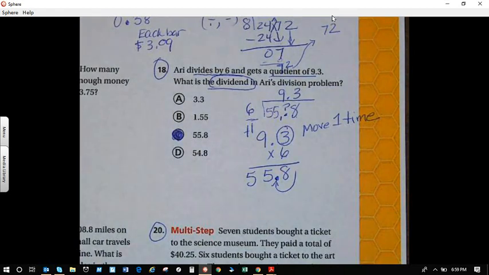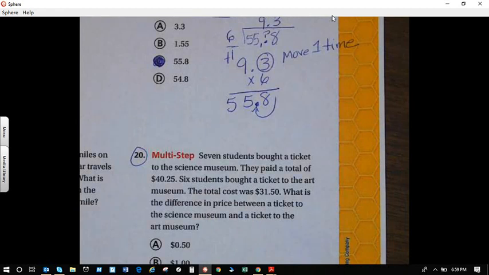All right, multi-step problem. Let's look at number 20. 7 students bought a ticket to the Science Museum. Wow, okay. They paid a total of $40.25. Well, 6 students bought a ticket at the Art Museum. Their total cost was $31.50. So what is the difference in price between a ticket to the Science Museum and a ticket to the Art Museum?